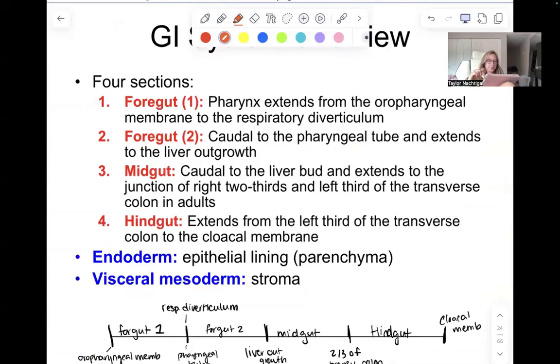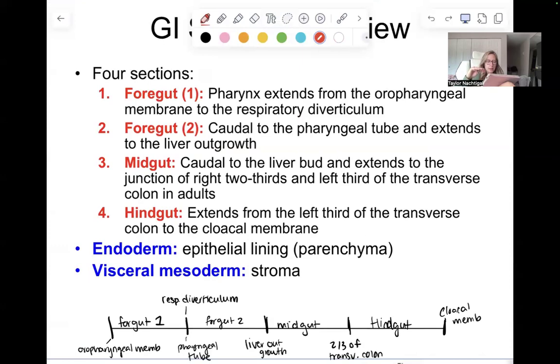Okay. This is outlining which segments of the GI tract come from which section. The foregut is everything from the pharynx, or the mouth, to basically the liver outgrowth. So that's going to be the stomach, the pancreas, the gallbladder, etc. The midgut is going to begin below the liver bud and extend down to the junction of the right 2/3 and left 2/3 of the transverse colon.